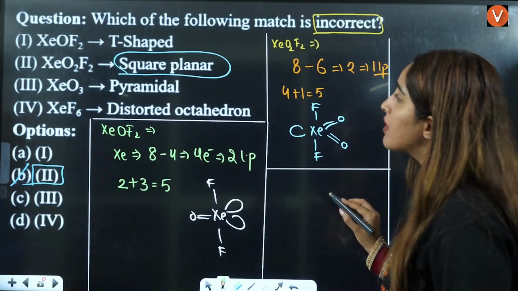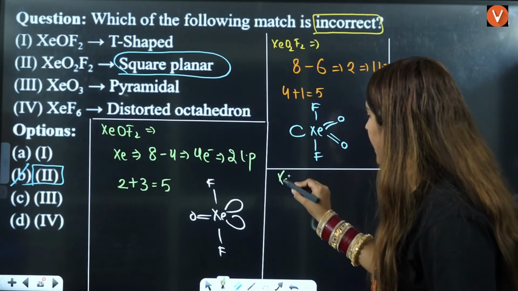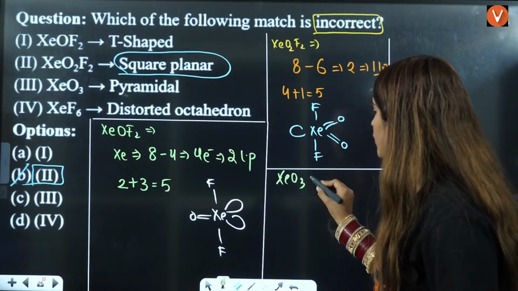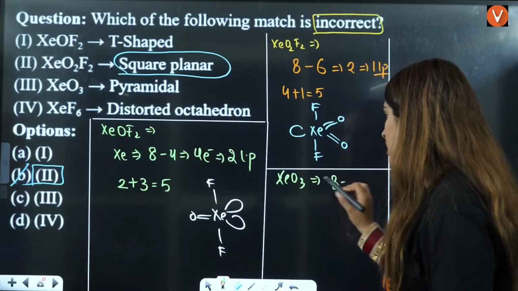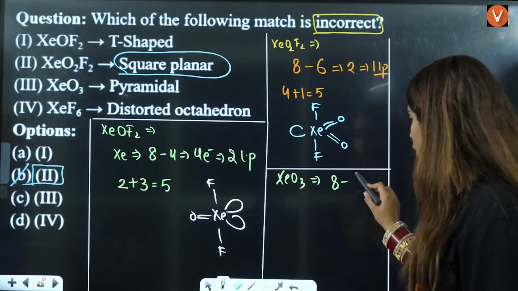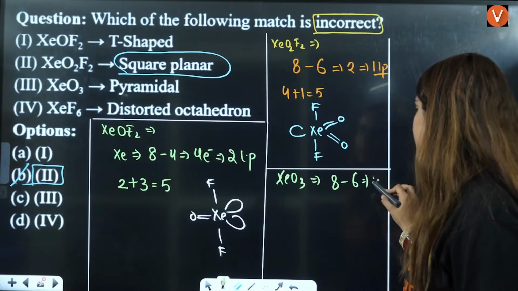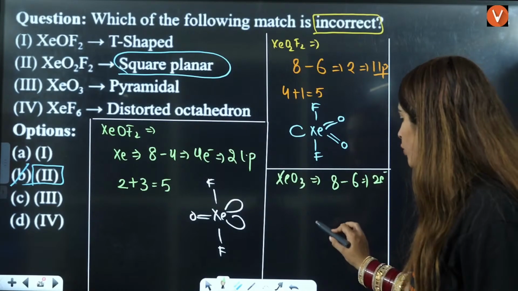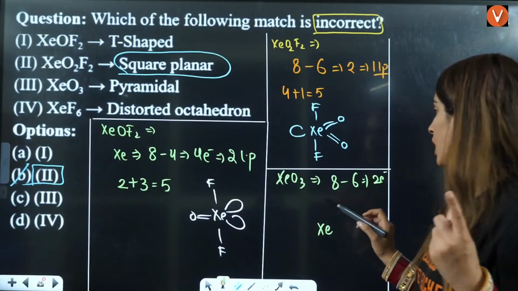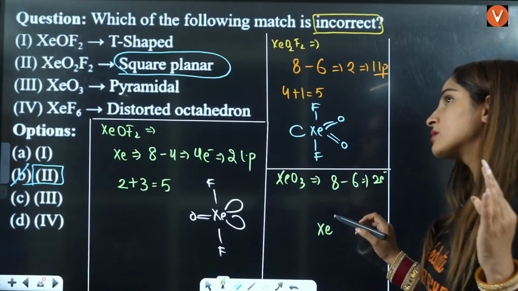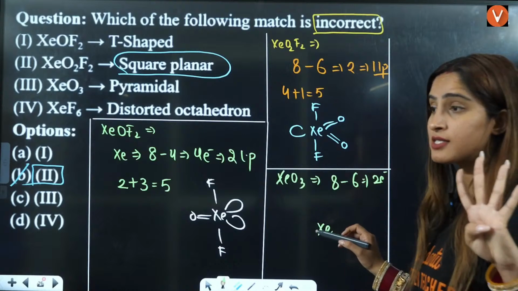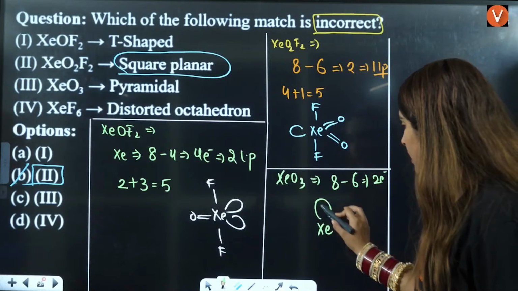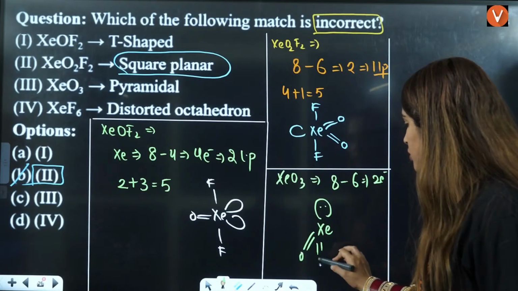That is, if you have pyramidal, that is XeO3. Okay, XeO3. So here Xe is having 8. For oxygen it is 6 electrons, so 8 minus 6. That means 2 electrons, which means 1 lone pair. So that is 1 lone pair plus 3 sigma bonds. That means total 4 is the steric number. So it is 1 lone pair and 3 oxygens here.